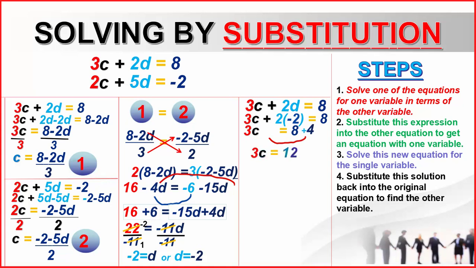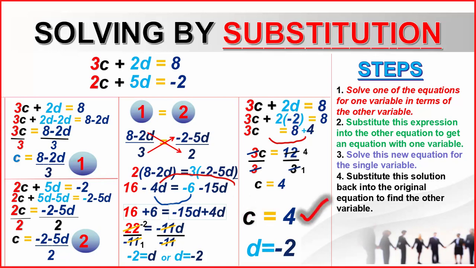So this one disappears now. So 3c equals 12, because it was negative 4. When it crosses, it becomes a positive. So 3c equals 12. Divide by 3 on both sides. So by 3, 1. By 3, c. By 3, 12 gives 4. So c equals 4, and d equals negative 2. Then you can mark correct.